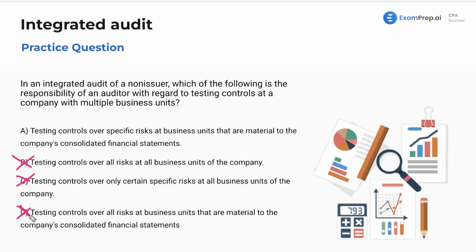It will be annoying to see something like this, right? But because this says specific risks, we want to test specific risks, not every single risk, right? So just specific risks that will be material.